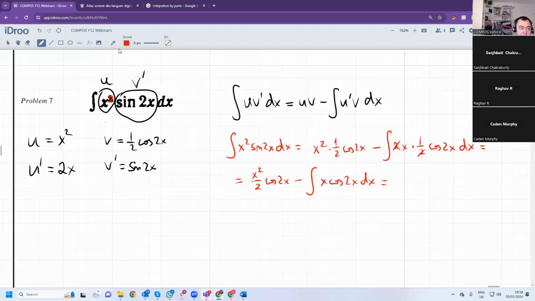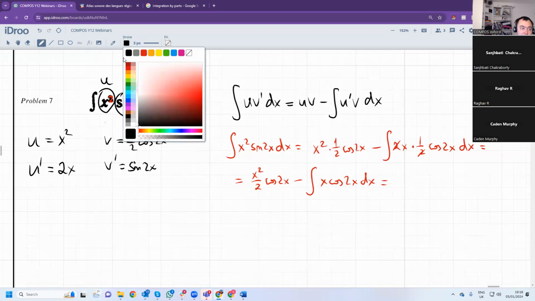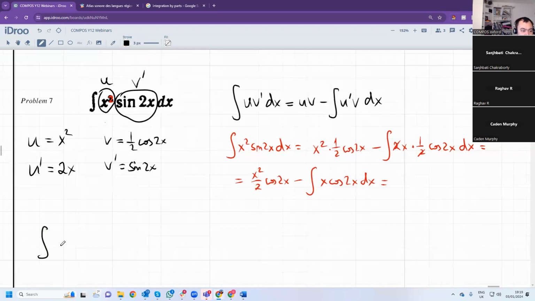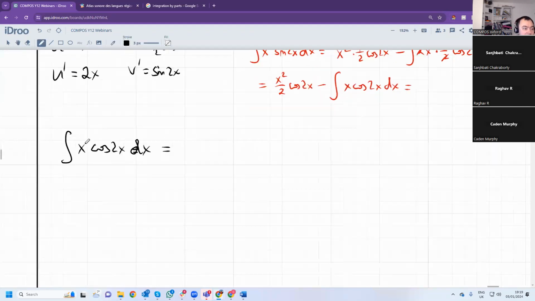Now, we don't know how to solve this integral, but we need to do it by parts again. So it's another integration by parts. So integral of x cos 2x dx equals. Now, once again, this is u, and this is v dash. So u is x, u dash is 1, v dash is cos 2x, and v is 1/2.